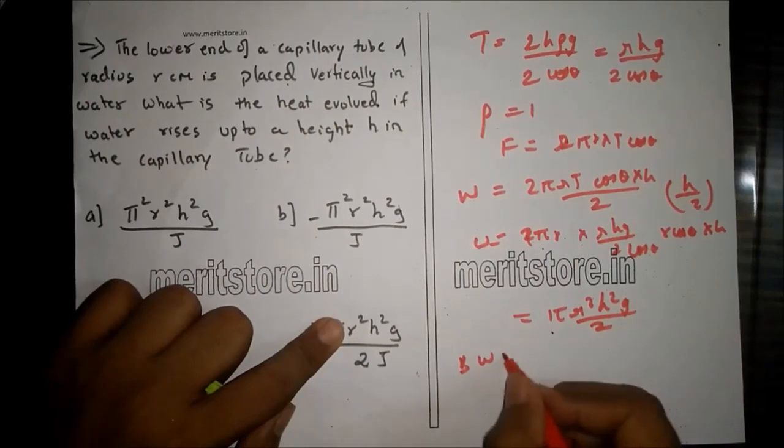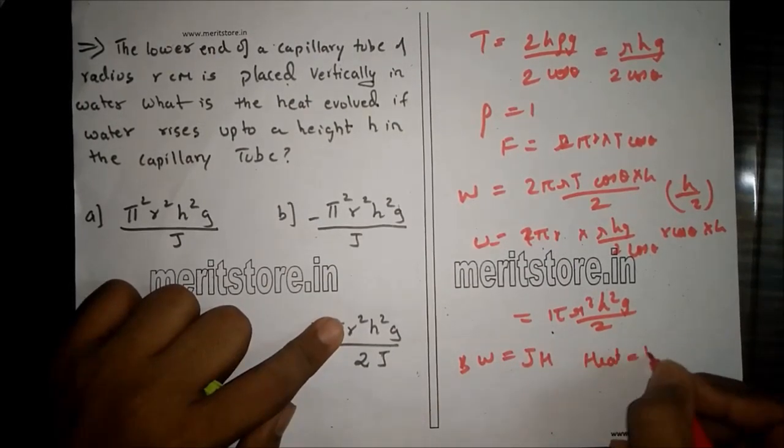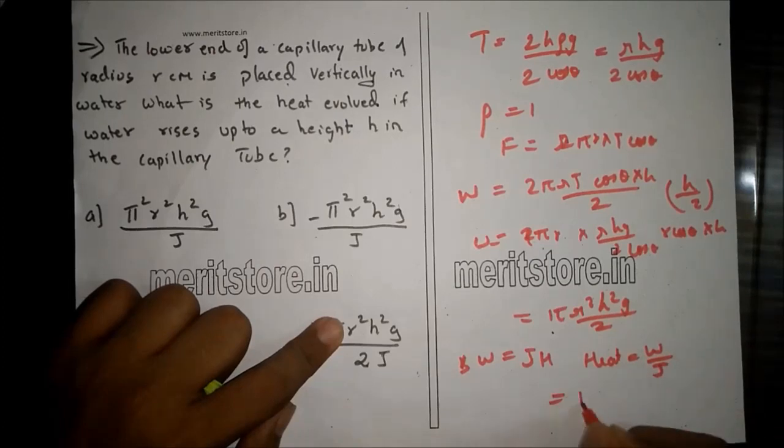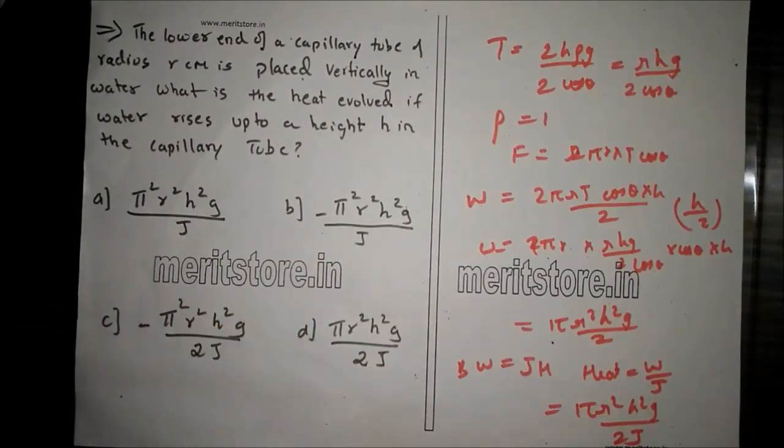But W is equal to J into H. Therefore, the heat evolved will be equal to W upon J, which is equal to pi R square H square G upon 2J. Therefore, the correct answer will be option D.